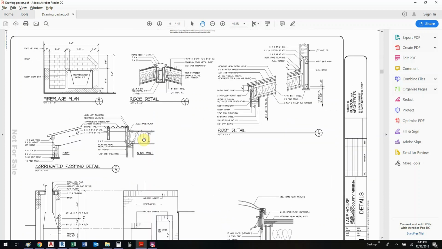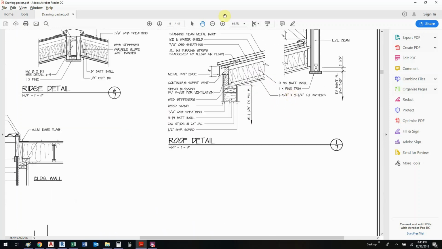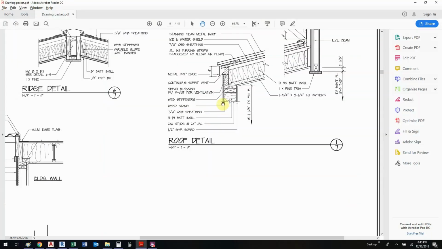And let's see, should be one more. Standing seam detail. Here is the roof detail. We have standing seam roof here. And what is supporting it would be 1x4 stripping staggered to allow airflow. All right, so there's one. 1x4s at 4 feet on center.